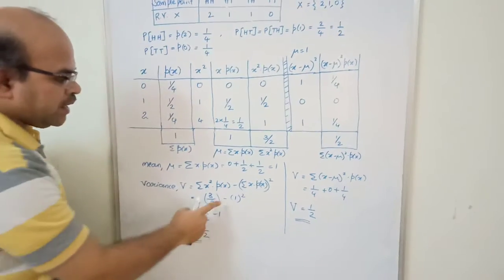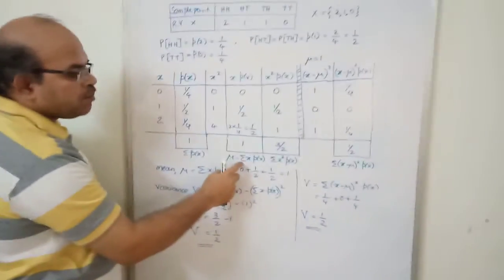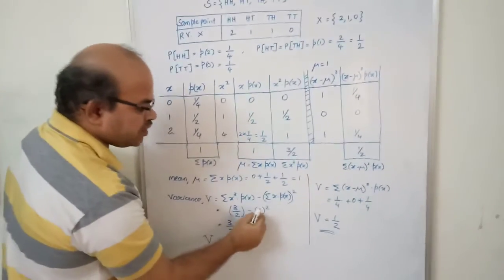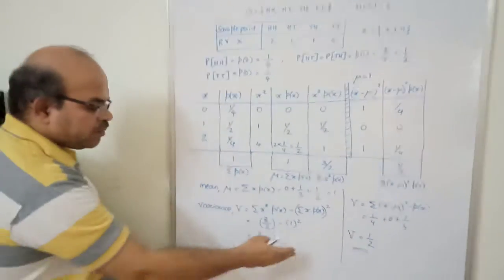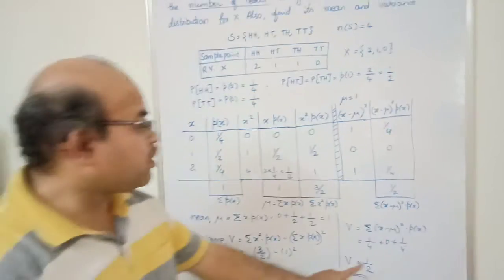Substitute it. Minus sigma x into P of x. Sigma x into P of x is here, that is mu. So how much is it? 1. So 1 square. So it is written here: 3 by 2 minus 1 square. 1 square is 1, 3 by 2 minus 1 is half. So variance is what? Half. We get the same answer even if you apply the other method.